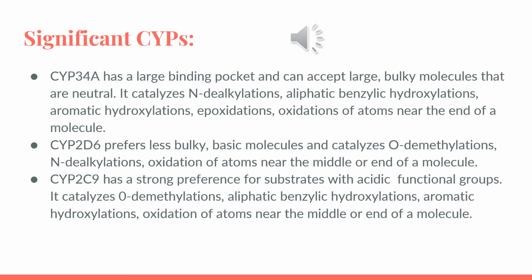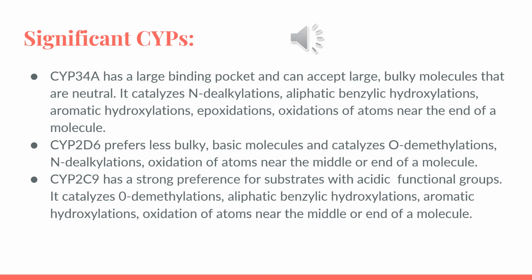CYP3A4 has a large binding pocket and can accept large bulky molecules that are neutral. It can catalyze N-dealkylation. For example, if we have an N-methyl, CYP3A4 can demethylate this N-methyl to yield an amino NH2 group. Also, it can catalyze aliphatic benzylic hydroxylation, aromatic hydroxylation, epoxidation, and many more.